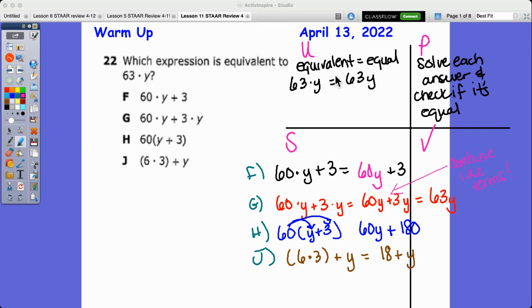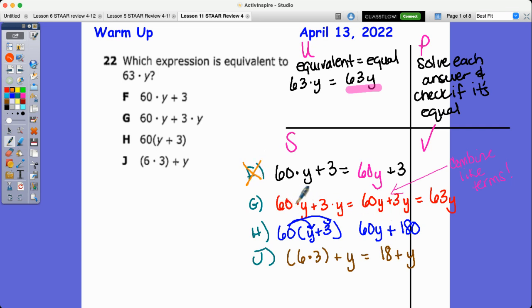The word equivalent also means equal. And then I also understand that 63 times y equals 63y, and this is how it's more commonly written in algebra. My plan is to solve each answer and check if it's equal. So I did that with each of these, and you will notice this one is 60 times y plus 3. So I can combine that to get 60y, you don't need the dot, plus 3. That is not equivalent to 63 times y. So I know F is not my answer.